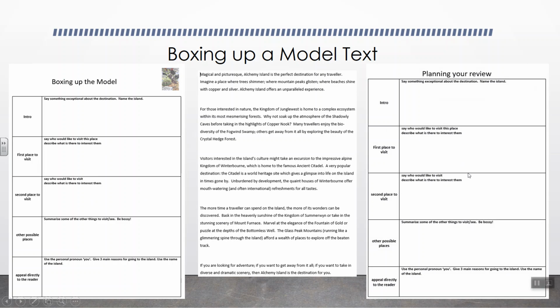And you can see that the boxing up and the planning is the same. So here, the children have broken down the model text into its component parts. And here, the children will build up their own text based on what they already know. This is a really successful method for helping the children to organise their ideas before they write. Because whenever we write, we have to organise what we want to say first.